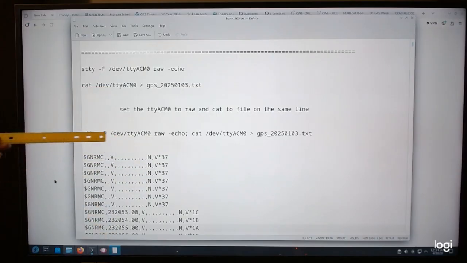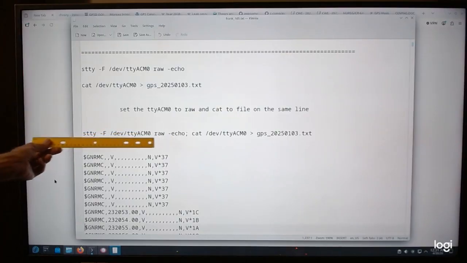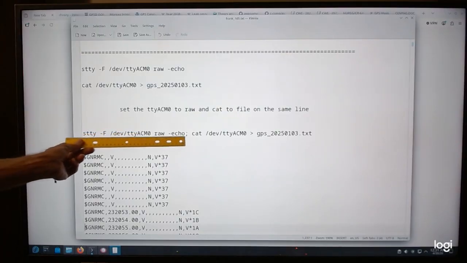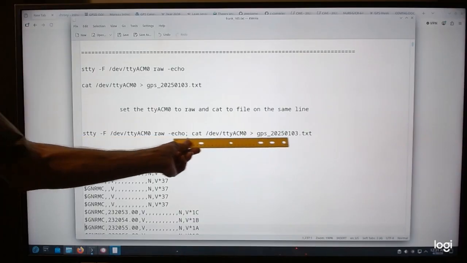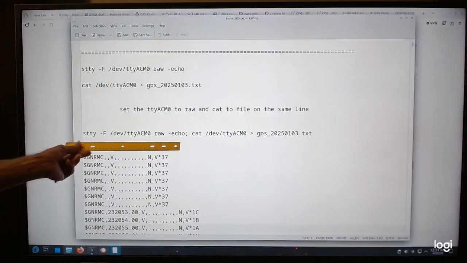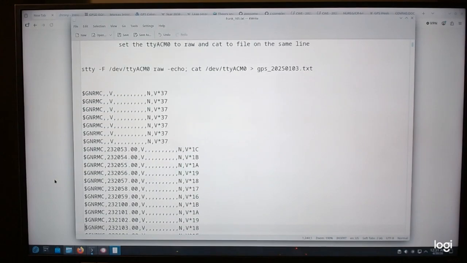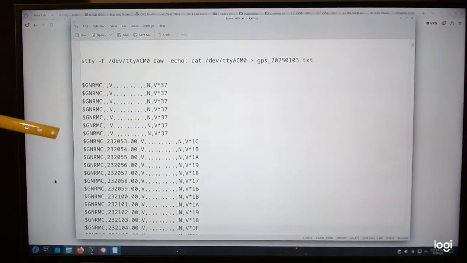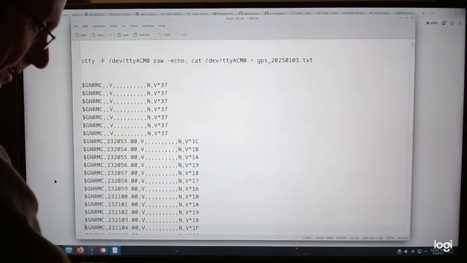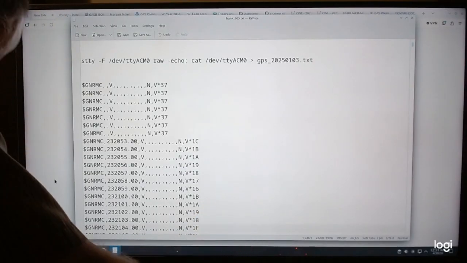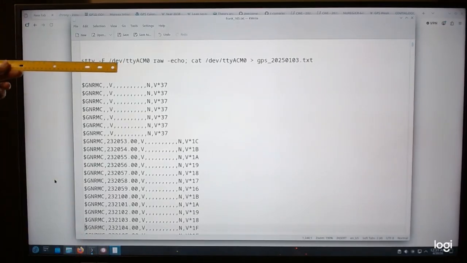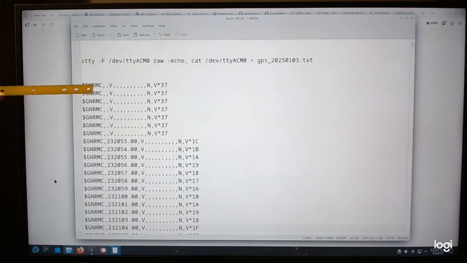Now you can set the device to raw and cat it all in the same line. I have done that, and I did this back in 2025. I'll show you. Started out with a brand new receiver, and I captured the output, and now I'm just listing the RMC sentences.